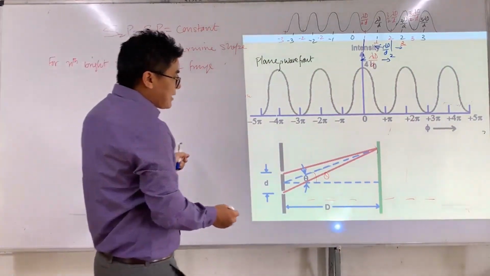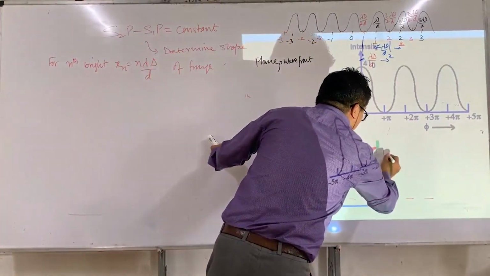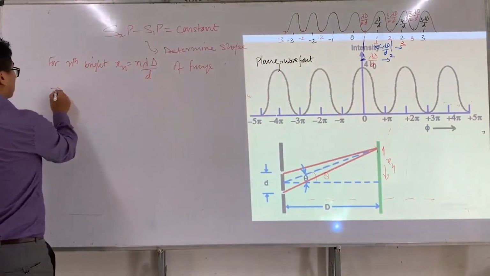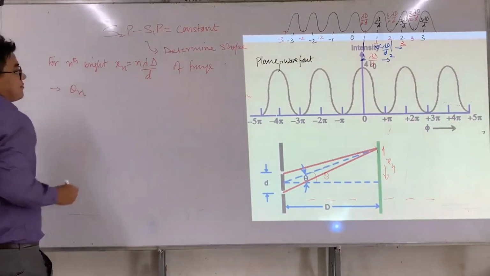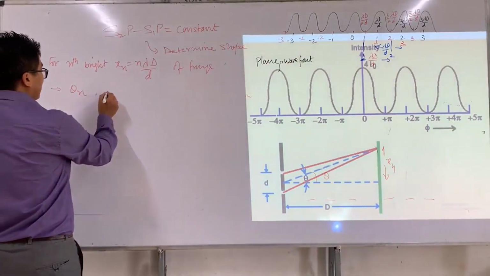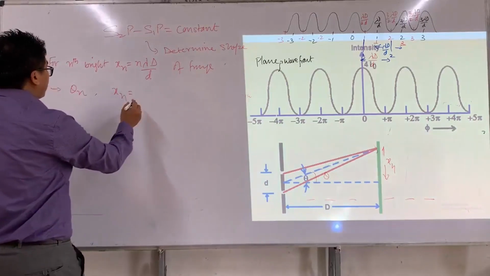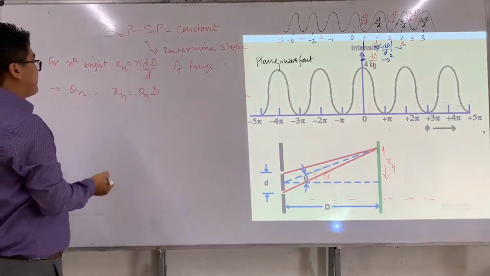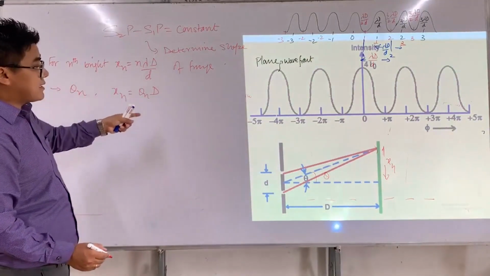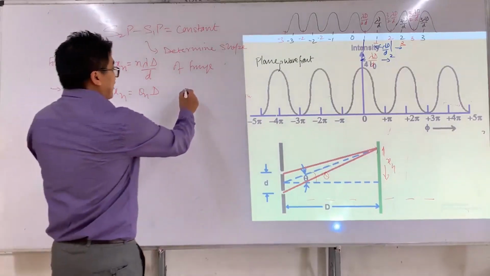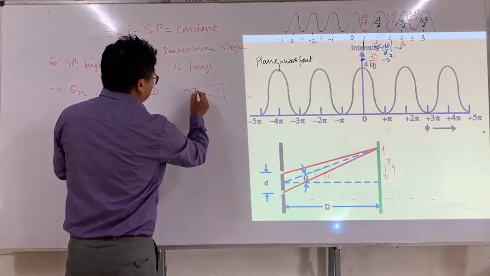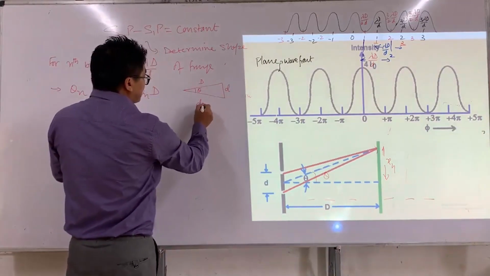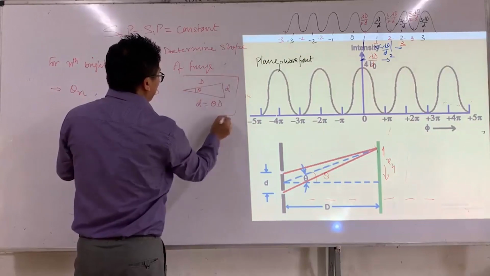And let's say this is what we call xn, and the angle is theta n. Now xn could be given by theta n multiplied by D. This is what we have done in lower class, class 11, where this is theta, this is small d, and this is capital D.